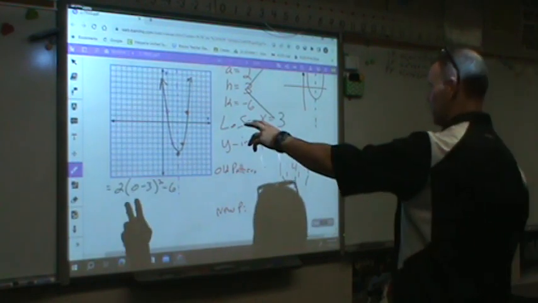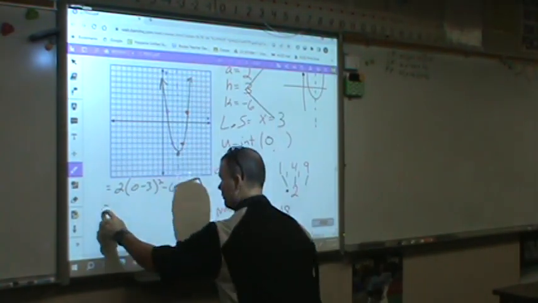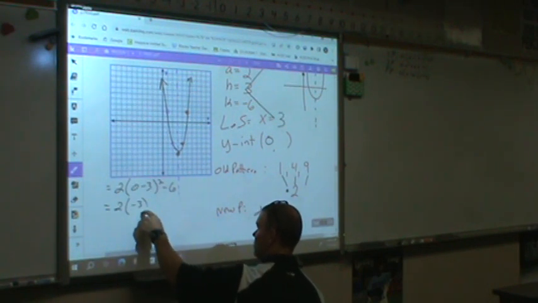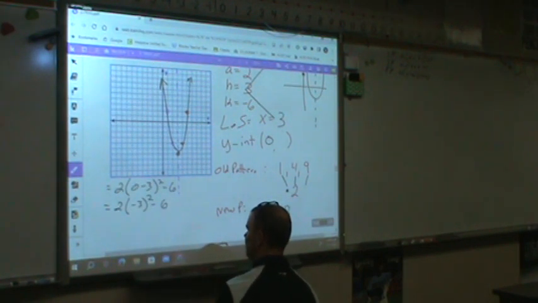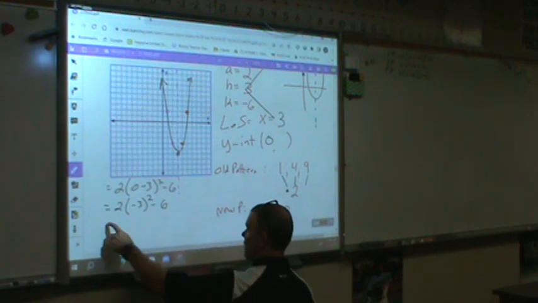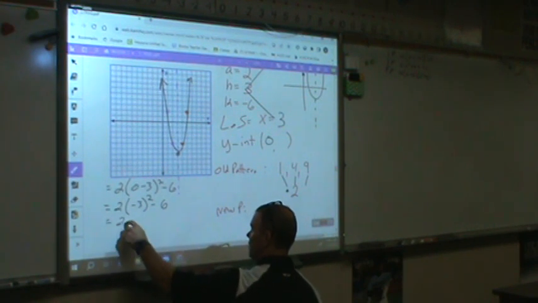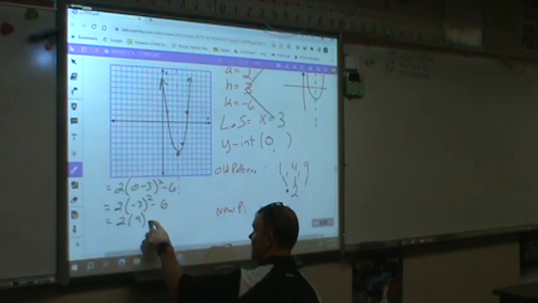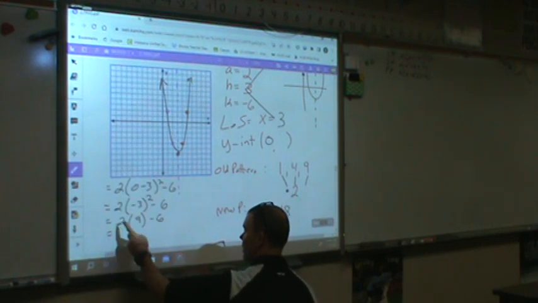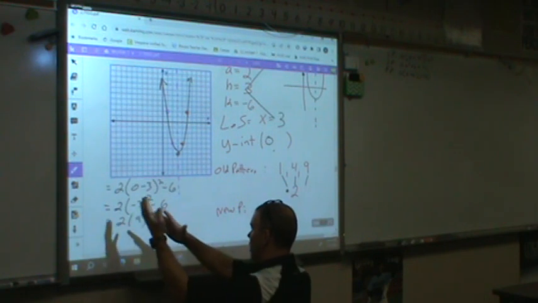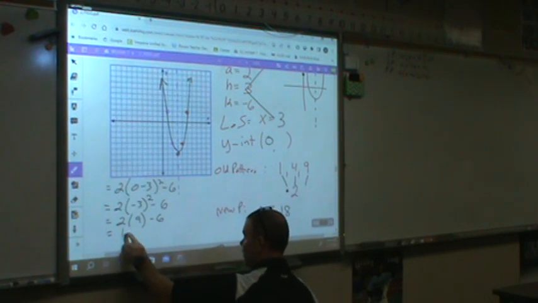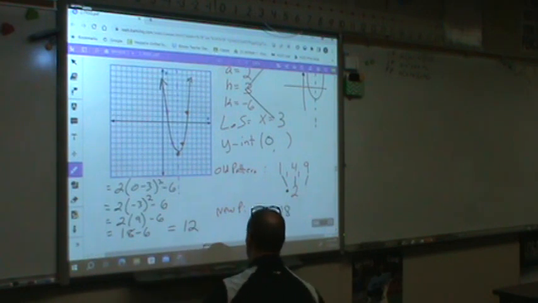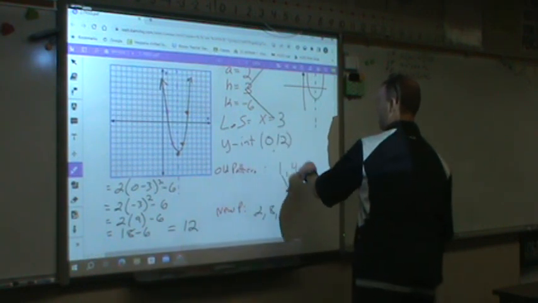So this is pretty easy, right? Follow your basic rules. 0 minus 3 squared is minus 3 squared minus 6. Then I take care of exponents. Well, this becomes 2 times positive 9, right? Because negative 3 squared is positive 9, minus 6. 2 times 9, because now you follow multiplication left to right in order, gives you 18 minus 6. And 18 minus 6 is equal to 12. So my y-intercept is 12.